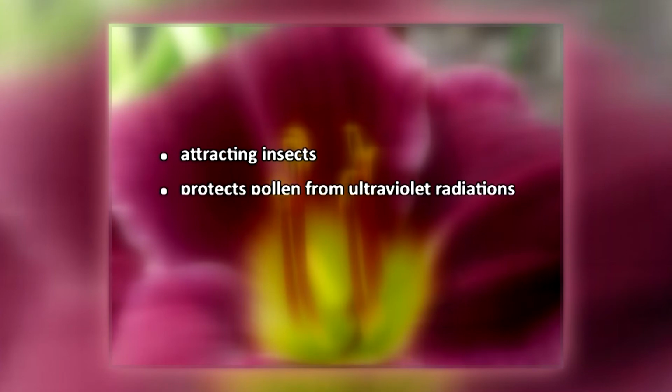The substances necessary for the synthesis of pollen kit are secreted by the tapetal cells. Although the definite function of pollen kit is not known, it is believed that it helps in attracting insects, protects pollen from ultraviolet radiations, and its sticky nature helps in sticking pollen to the insect body.